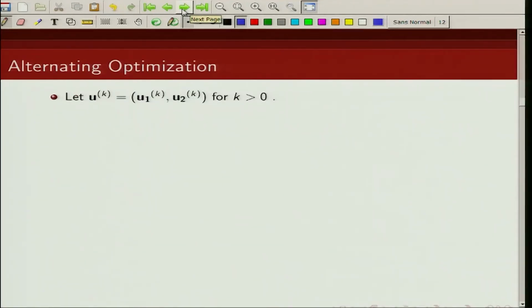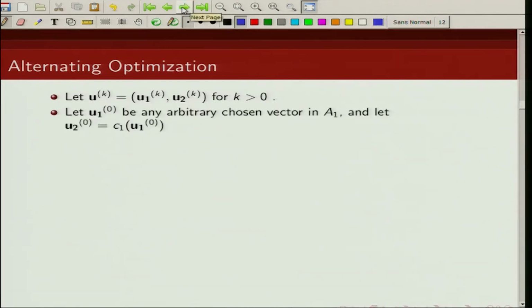So now let us state the alternating optimization algorithm. Let's say at some time k, u_k is given by u_1^k and u_2^k. We start off with some initial value at time k equal to 0, with initial value of u_1, which I am denoting by u_1^0. Let this be an arbitrarily chosen vector and it belongs to this convex set A1. Then u_2^0 is given by C1 of u_1^0, and this belongs to this convex set A2.